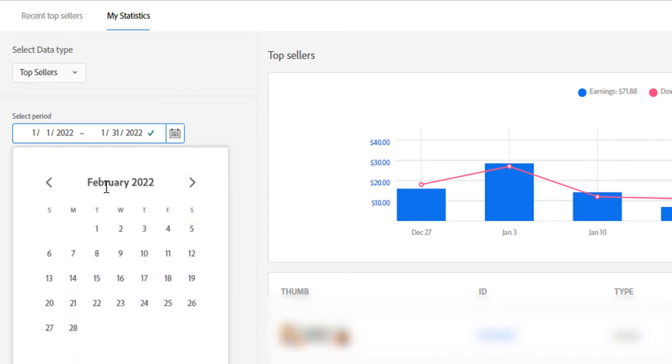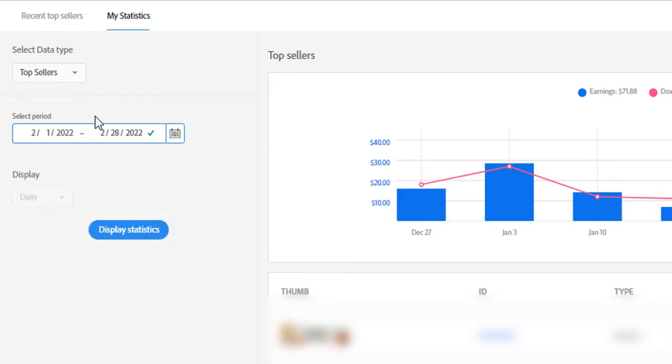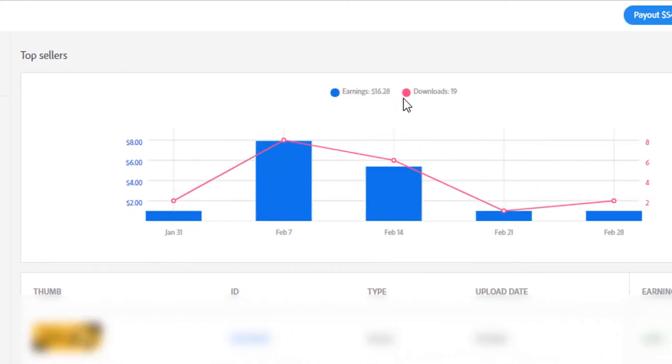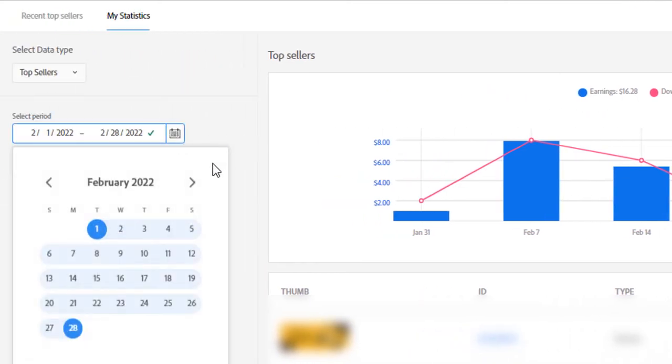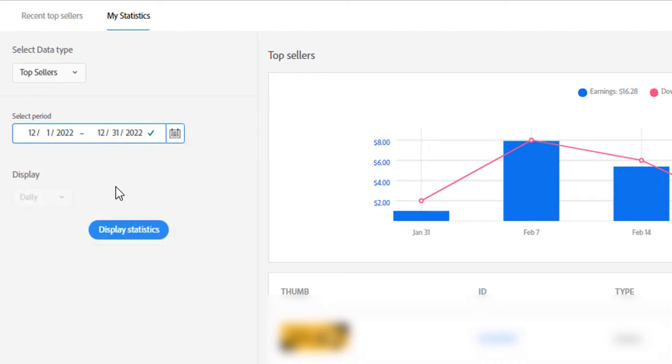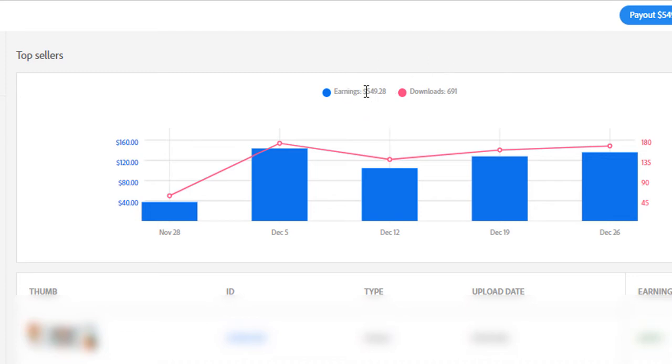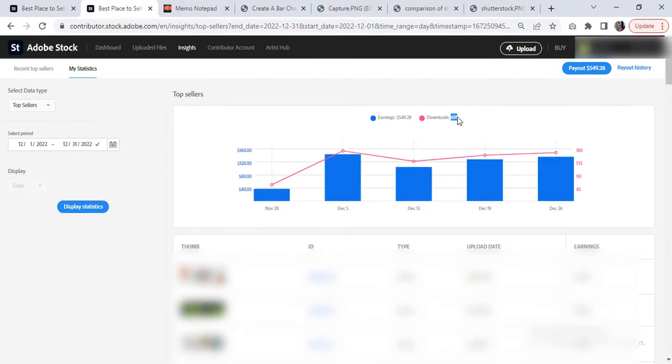For example, let's check this month where I said that I made only $16. So I will pick the starting date and end date, and I will click on display statistics, and here it shows you how many downloads and the money you have made. So there were 19 downloads and $16. Then let's jump to the last month, the most impressive one, from 1st December to today, and display statistics, and there you go. So in the month of December I've made 549, and the number of downloads is 691.